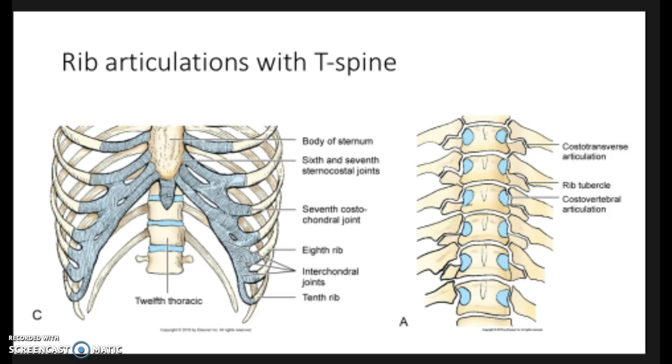So the rib articulations you can see here at the spine. Those are when we talked about the T-spine, the facets and demifacets you learned about. The rib head articulates with the vertebral body, and the tubercle articulates with the transverse process. So costo is rib, chondral is cartilage, and the cartilage makes up the space from the anterior end of the rib and connecting to the sternum. So you can see all of the costochondral joints are here, and they're attached.